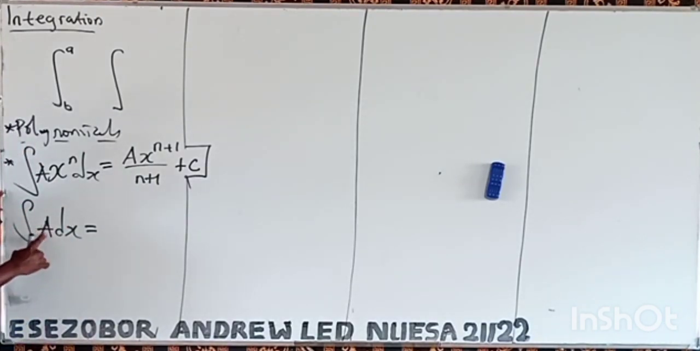What about if I want to integrate a with respect to x, in the sense that there's no x here? Remember, if I differentiate a constant that doesn't have x, the answer will be 0. But if I integrate a constant that doesn't have x, in which I'm integrating with respect to x, the answer will be that constant times x.